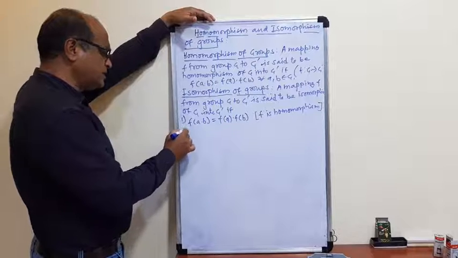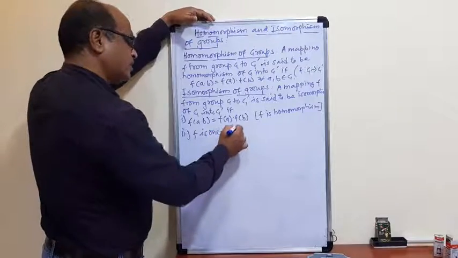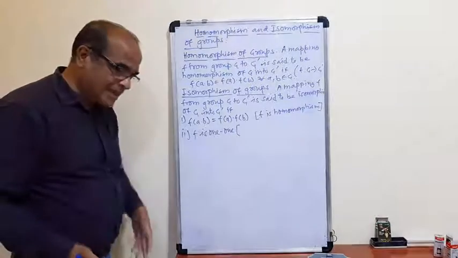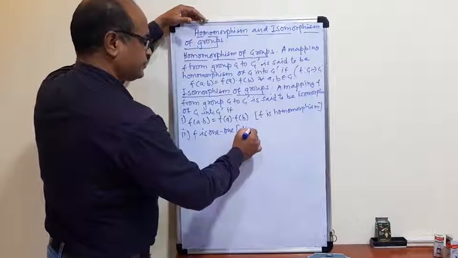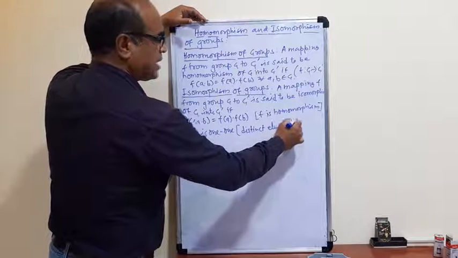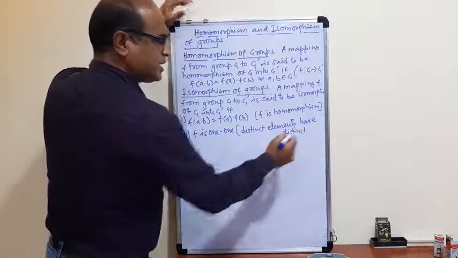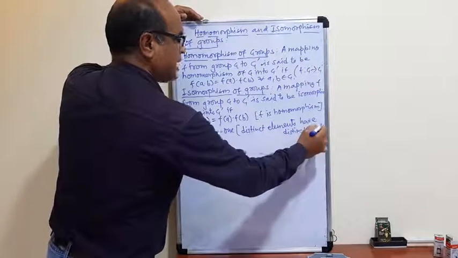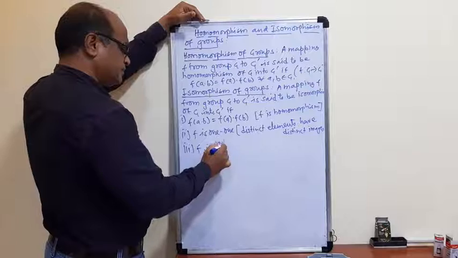So what is the next condition? The next condition is f is a one-to-one function. What is a one-to-one function? It means distinct elements have distinct images. So that function is one-one. Then third is what? f is onto.